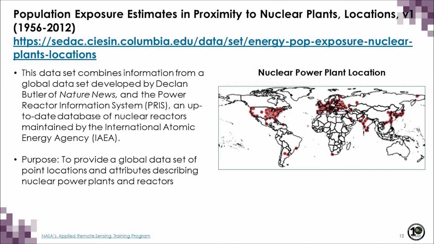Finally, the population exposure estimate in proximity to nuclear plants combines information from a global dataset developed by Declan Butler of Nature News and the Power Reactor Information System, PRIS, an up-to-date database of nuclear reactors maintained by the International Atomic Energy Agency. The purpose is to provide a global dataset of point location and attributes describing nuclear power plants and reactors. The map on the right shows the nuclear power plant location layer of the dataset.